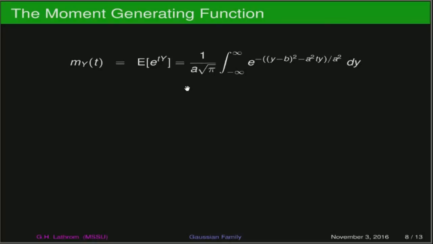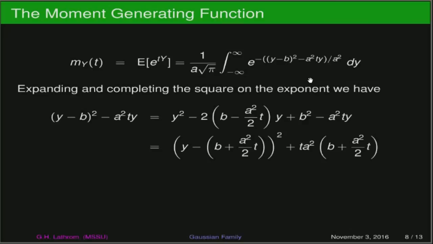All right, so let's take a look at the moment generating function for one of these distributions. Well, the moment generating function is just going to be the expected value of e to the ty. So we throw that in there, and we get e to the ty times our PDF. But because they're exponentials, we can put them together so that we've got the integral over the entire real line of e to the minus ((y minus b) squared minus a squared ty), all of that over a squared.